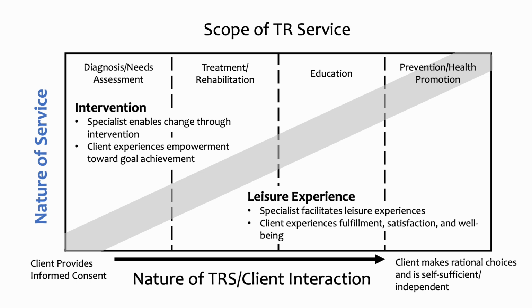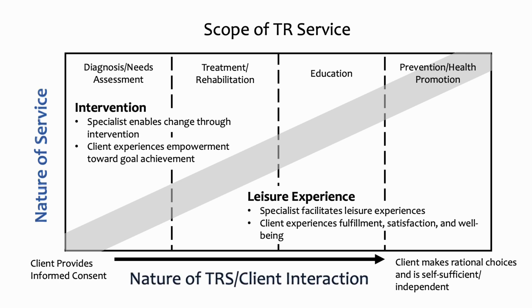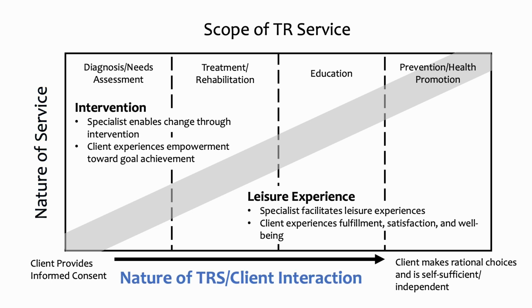So some key assumptions that we can look at related to this model are that illness and disability impact the whole person. Recreation and leisure can improve health, functioning, and quality of life, and clients can move along a continuum of service towards independence and optimal wellness. And again, that's essentially what this whole diagram right here is looking at. So we have our nature of service, our leisure experience, and our nature of the therapeutic recreation provider and the client interaction. So we want to make sure that the client makes rational choices and is self-sufficient and independent.